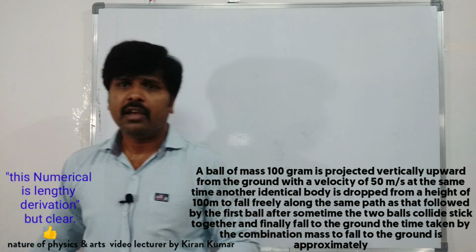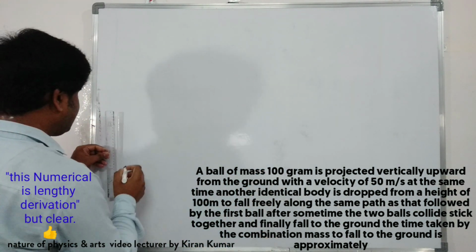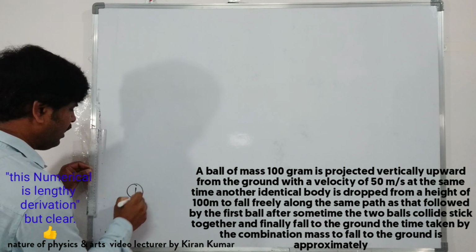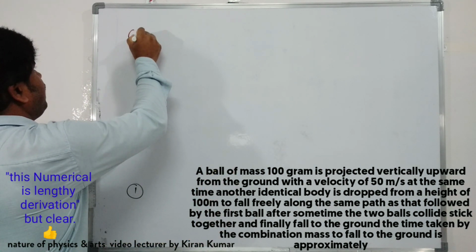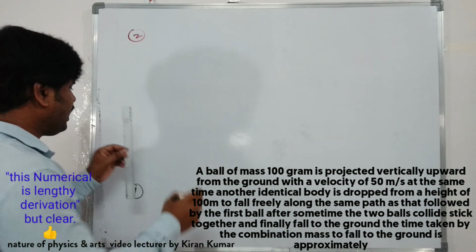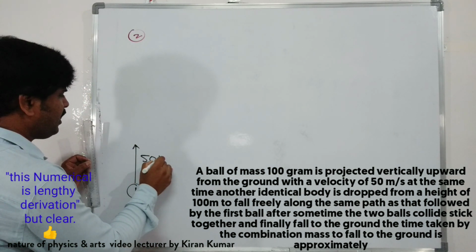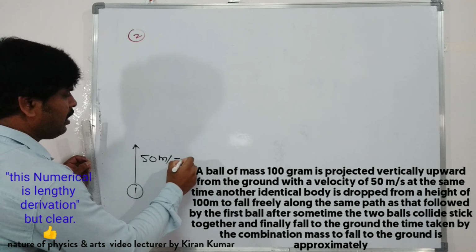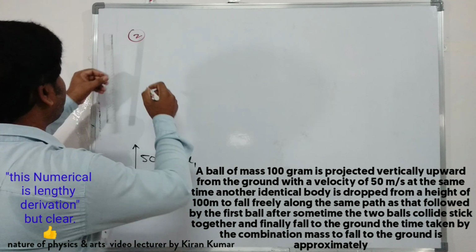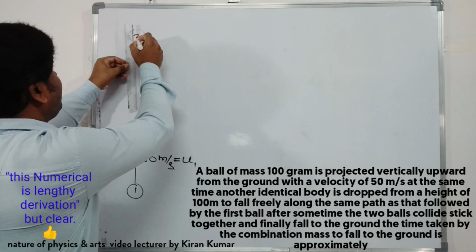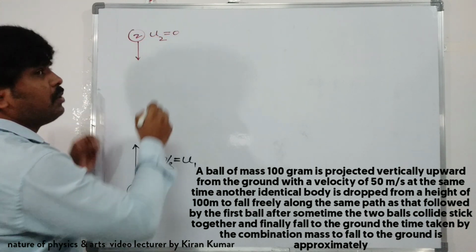Now considering two bodies. This is the first body, and this is the second body. The first body is vertically projected with a velocity of 50 meter per second, that is taken as U1 for the first body. And the second body is dropped. So this is the second body, which is dropping. That's why U2, the initial velocity, is equal to zero.